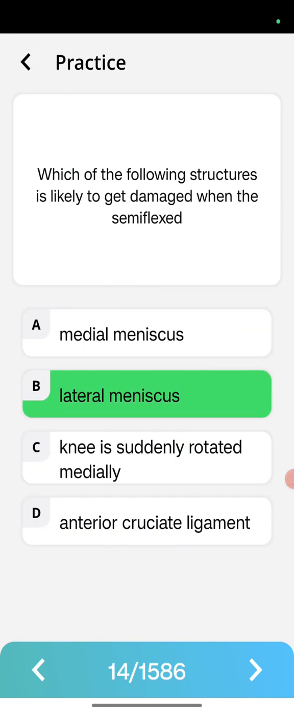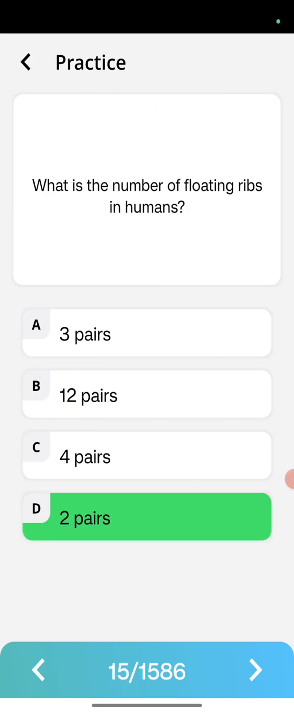Which of the following structures is likely to get damaged when the semiflexed lateral meniscus is injured? What is the number of floating ribs in humans? 2 pairs.